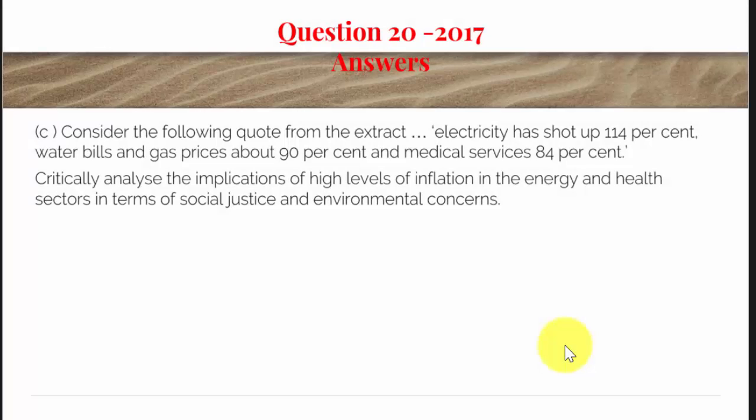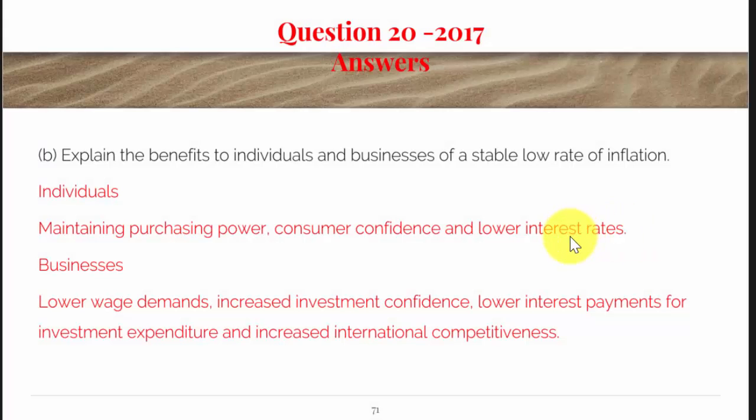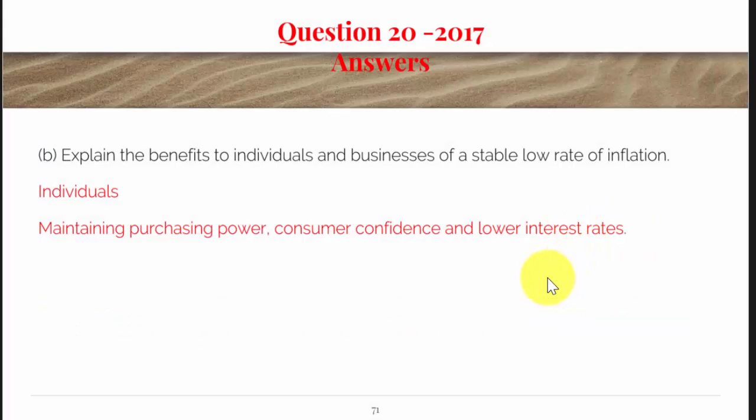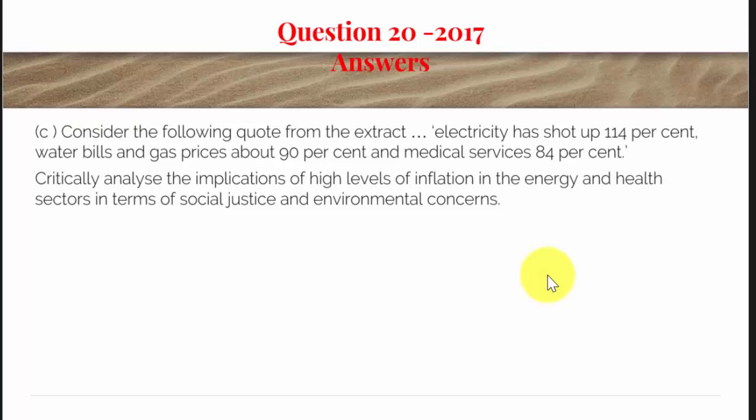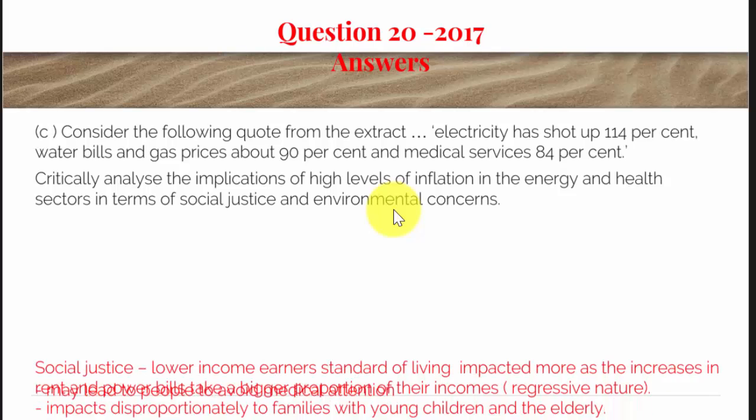This question, we're looking at an extract. Electricity has shot up. Hold on. Down here. Here we go. The electricity has shot up 114%. Gas prices and medical services have also gone up 84%. So you'd have to say that they are essential goods and services that everybody needs to have and have access to. So you've got to analyse the level of price rises on these sectors in terms of social justice and environmental. So it's a fairly big question, but it's a good one to revise for.